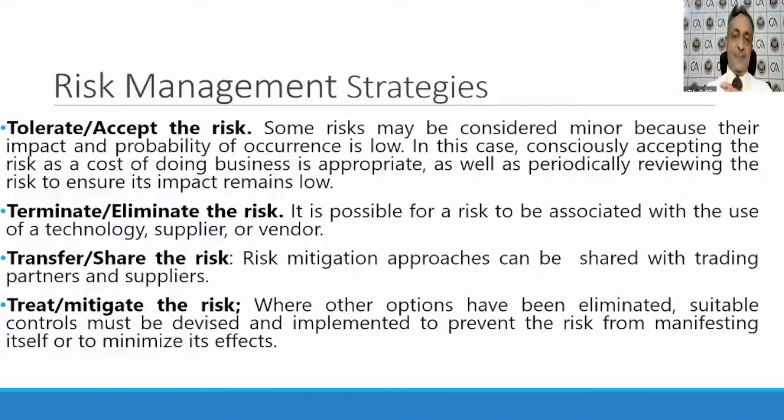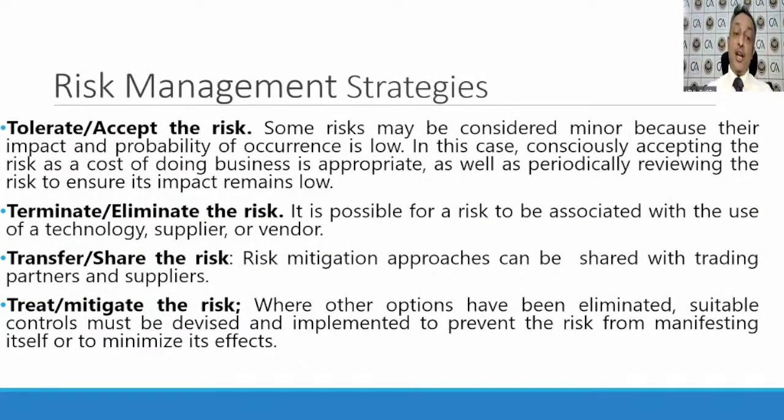Eliminate the risk. It is possible for a risk to be associated with the use of technology, a supplier or vendor. Say, for example, using untested technology. Say, for example, using unsecured Wi-Fi. No, it must not be done. So you eliminate. You change that whole parameter.